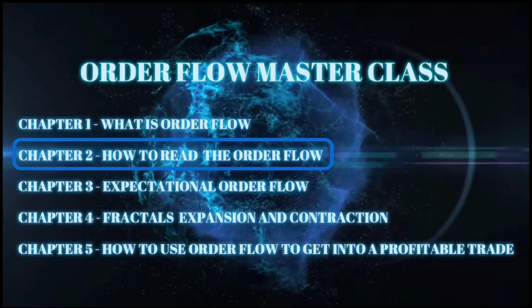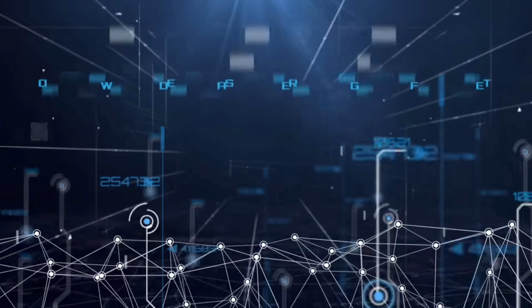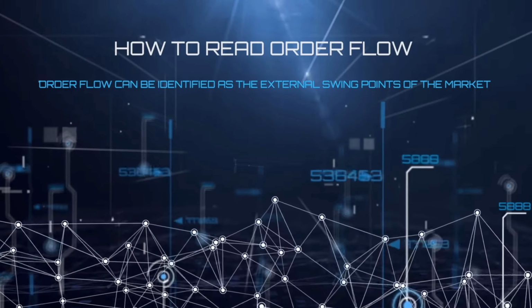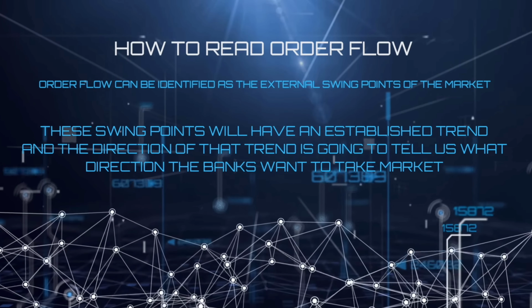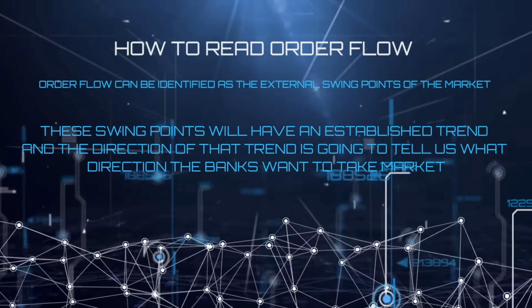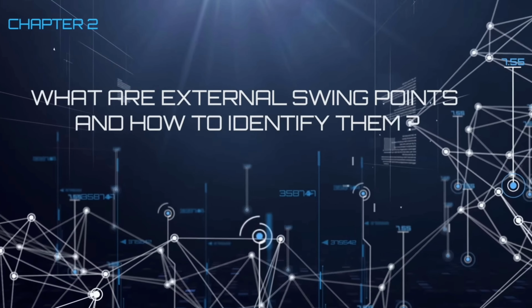Chapter 2, how to read order flow. Order flow can be identified as the external swing points of the market. These swing points will have an established trend, and the direction of that trend is going to tell us what direction the banks want to take the market. What are external swing points and how to identify them?